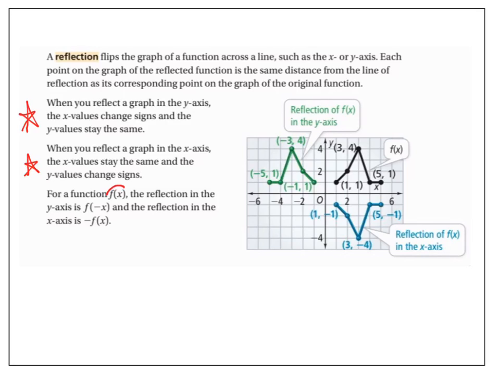So when you have a function such as f of x, the reflection in the y-axis can be denoted by f of negative x, meaning that your x values change. And then a reflection in the x-axis would be negative f of x, because the x stays the same, but the output, in this case f of x, changes.